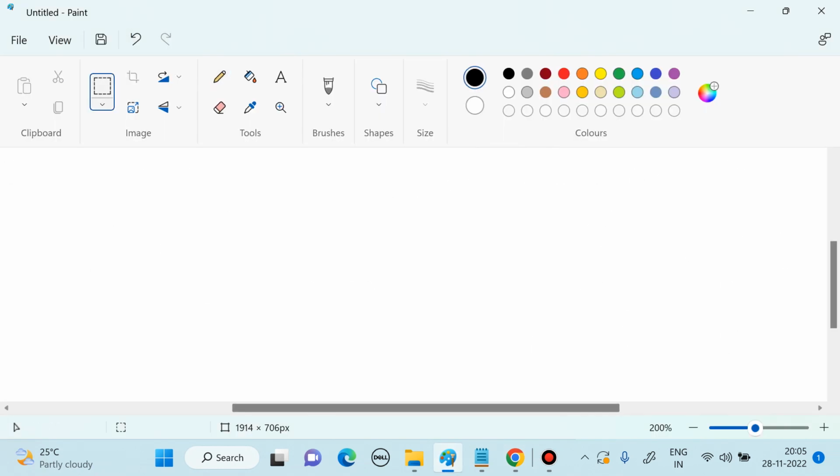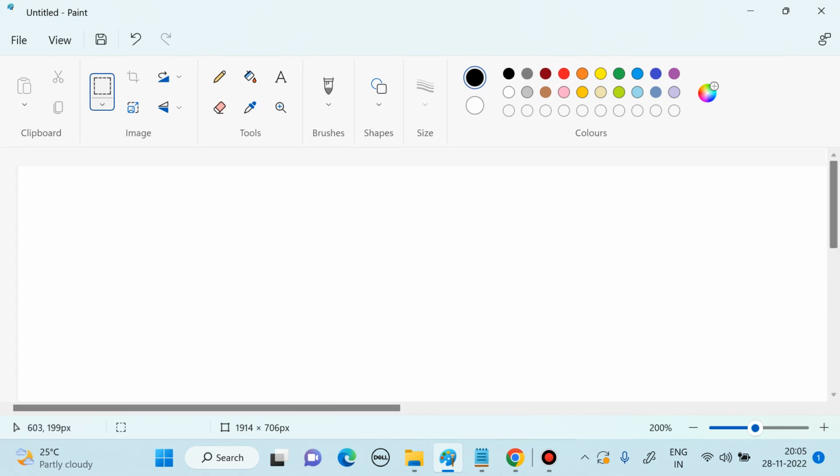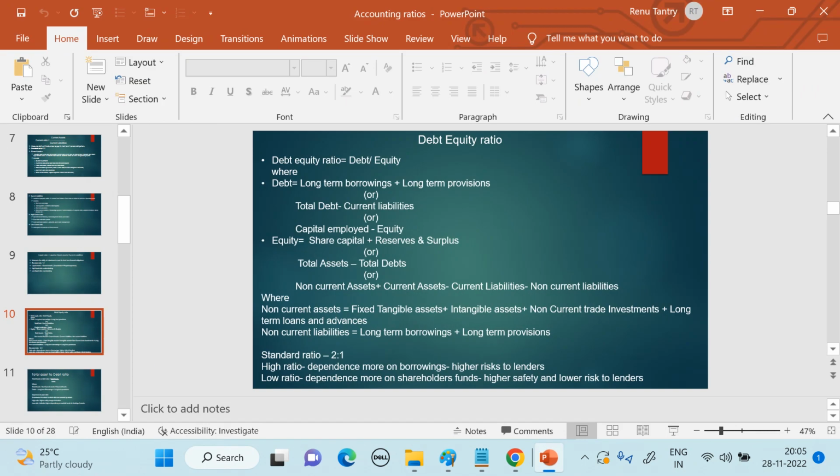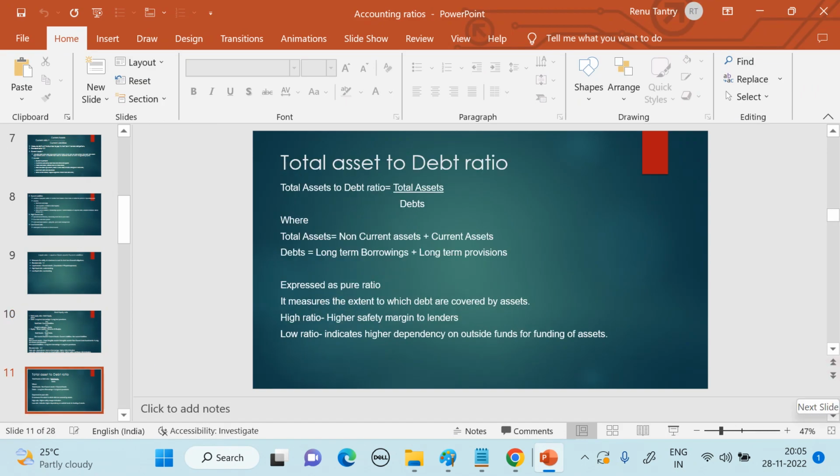Okay, I'm moving further. Now we are going to do the next ratio. The debt equity ratio is done. So the next one is the total asset to debt ratio. Now what is the formula? Very simple: total asset divided by debt. Total asset is what you get when you add the non-current asset and the current asset. And what is debt? We have already seen it in the debt to equity ratio. Same thing, long-term borrowing plus long-term provisions put together.